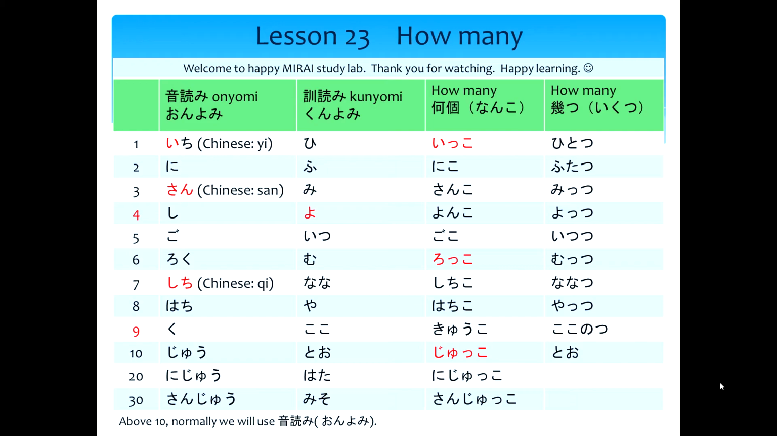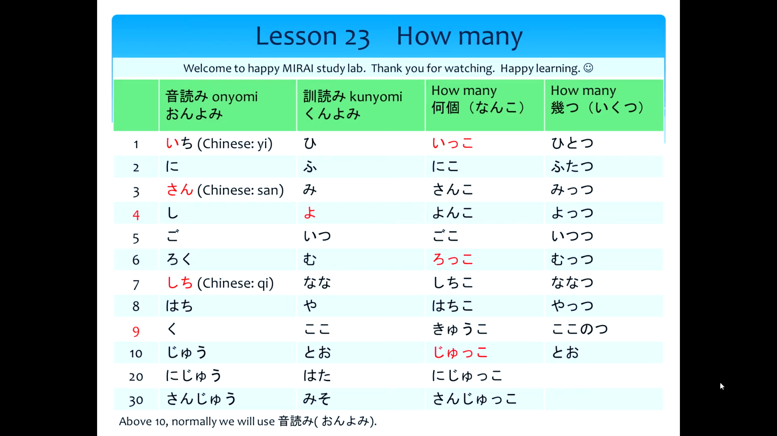For numbers above 10, normally we will use onyomi, which is nanko, ne? For example, 20 is nijuko, 30 is sanjuko. If you want to say 11, because 10 is ju, you just use 10 plus 1, 2, 3, 4, and read it out accordingly.